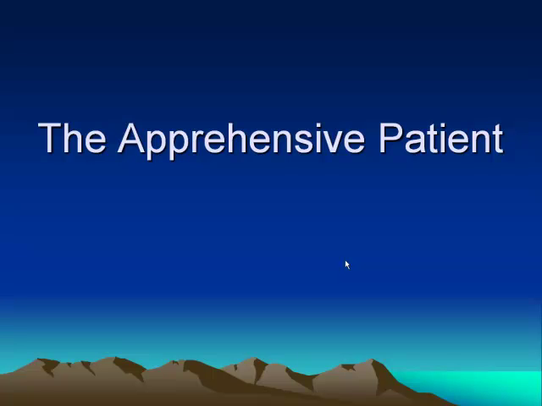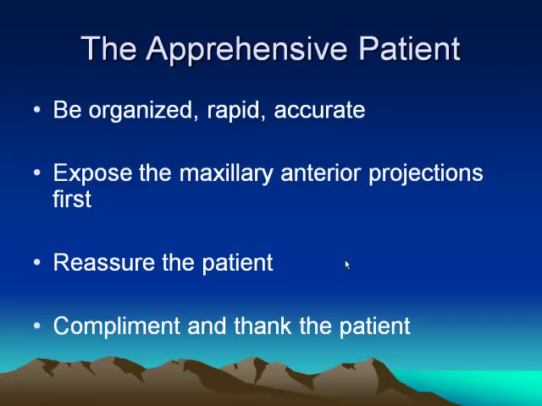The next special needs patient that we will discuss is the apprehensive patient. An apprehensive patient may consider the radiographic procedure to be unpleasant. It is the dental radiographer's job to decrease this patient's apprehension. To do this, you can be organized, rapid, and accurate. Again, always make sure to expose the maxillary anteriors first, then the posterior areas last.